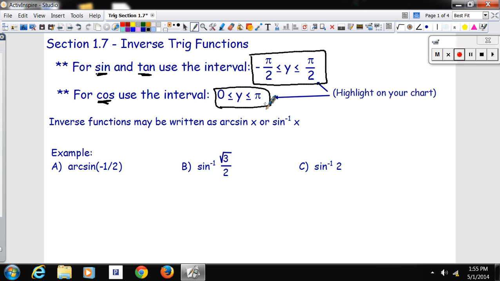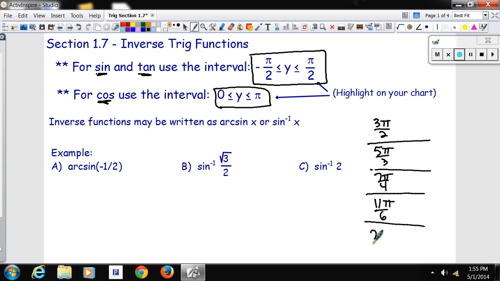Now on your chart, at the bottom, I'm going to write a couple of things here because we're going to add something else to your chart as well. So let me write these down. 3 pi over 2, 5 pi over 3, 7 pi over 4, 11 pi over 6, and 2 pi.